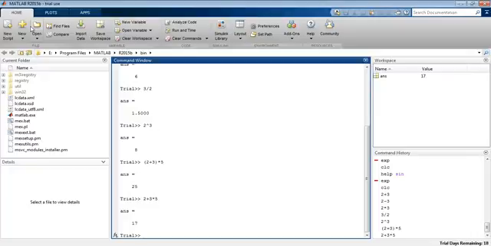Okay, in this lecture we learned useful information about basic arithmetic and order of operations. In the next lecture we will learn exponents and sine.